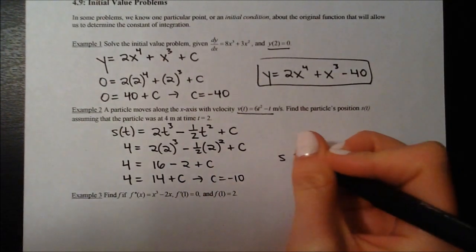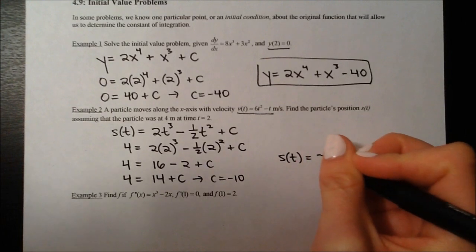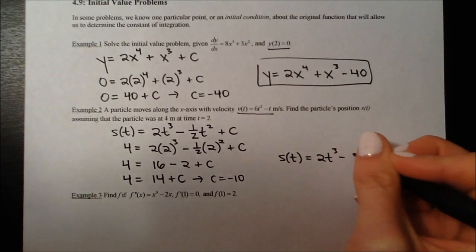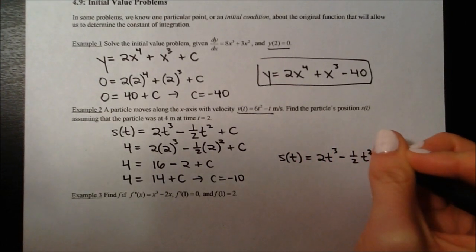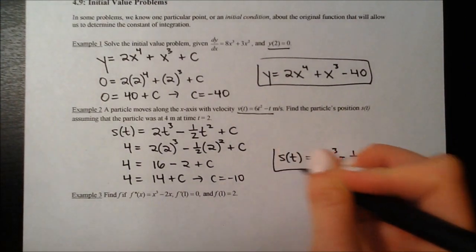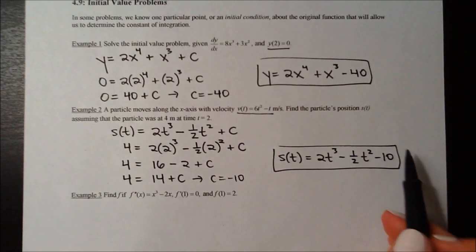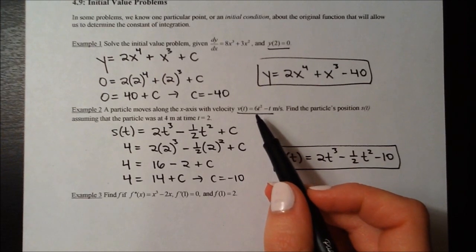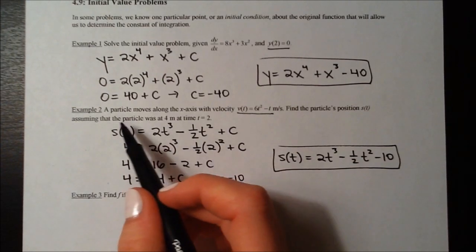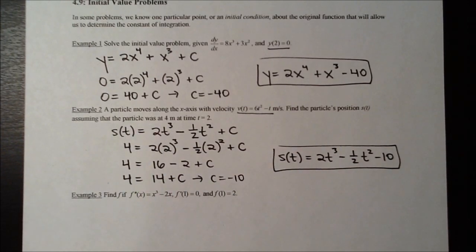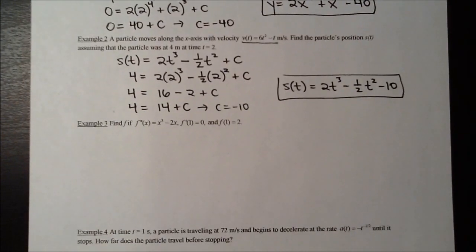So then again, we start with that position function that we wrote. And instead of just a generic c, we are going to plug in the negative 10. So this position function specifically has this velocity function, which you could check just by taking the derivative, but it also meets this initial condition. Okay, now with example 3, we're going to do it twice.